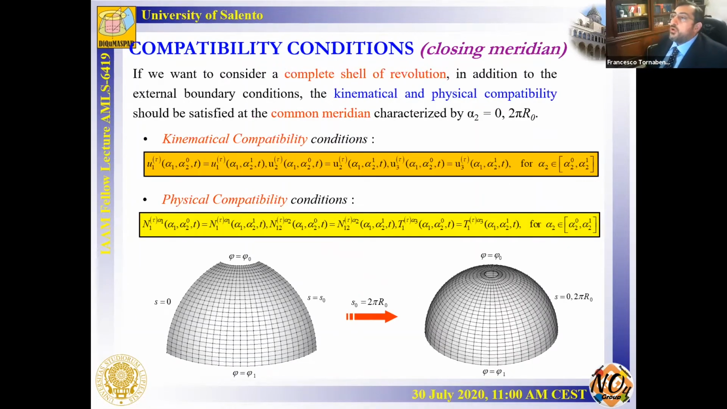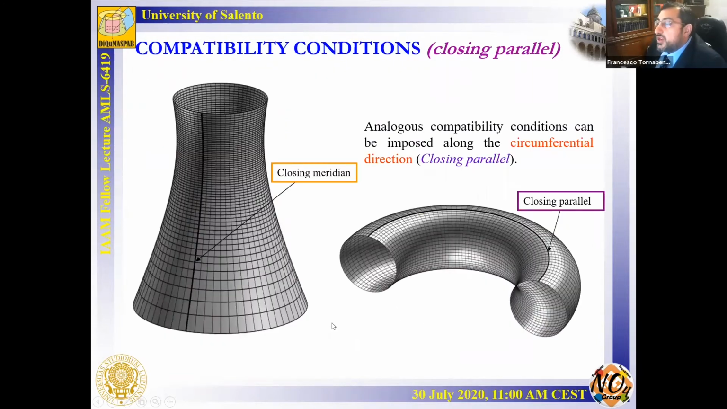But if we want to consider a complete shell of revolution, we have to introduce other boundary conditions. In particular, I refer to the kinematical and physical compatibility conditions reported in this picture, in order to obtain as a special case the shell of revolution, a special case of the panel of revolution, in order to keep the problem completely two-dimensional. And so, using this approach, we can consider this kind of structure reported in these pictures.